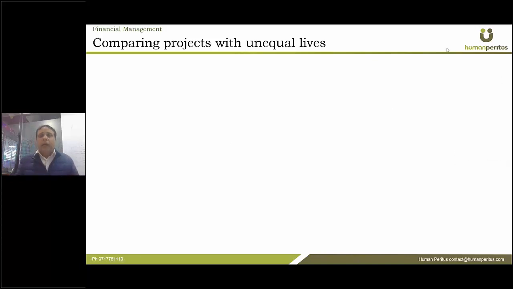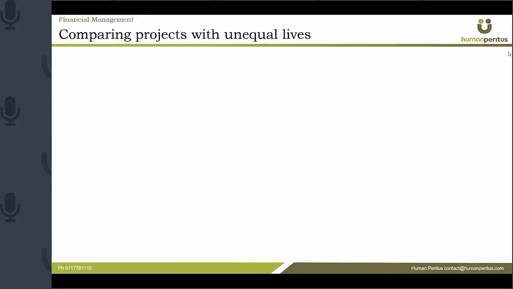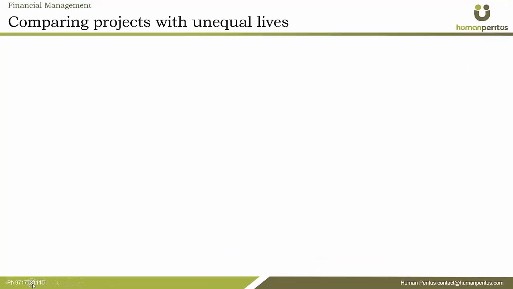Okay. So now I'll move on to the second method of comparing projects with unequal lives. So this is my second method. What is the name of the second method? It's very easy, by the way. It is known as the replacement chain method.